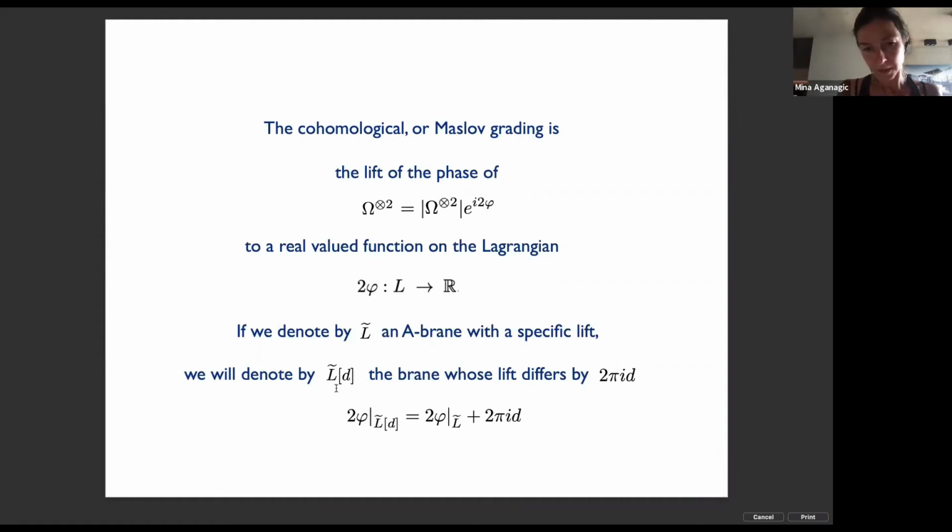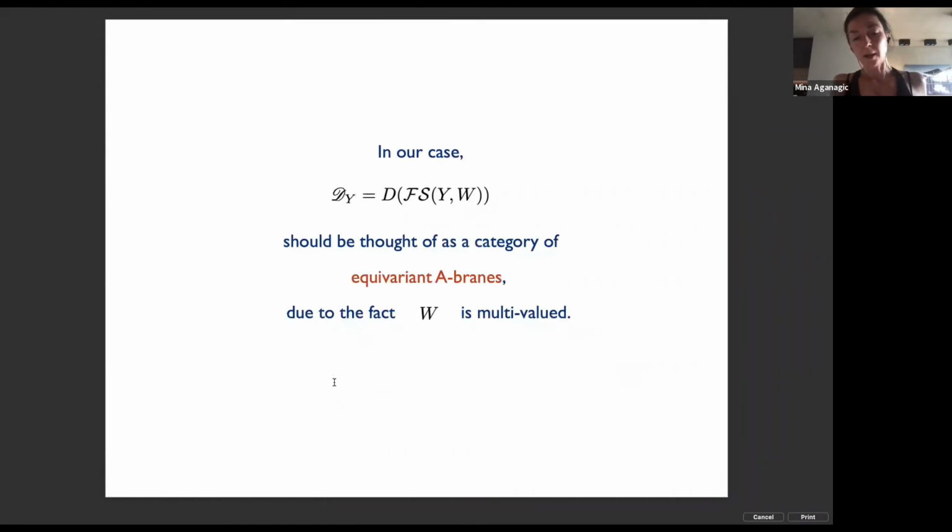So the brane obtained from a given choice of the lift by changing the lift by 2 pi i times an integer is the brane that differs from L by a cohomological degree shift. Now, in our case, this derived Fukaya-Seidel category should be thought of as a category of equivariant A-branes because of the fact that W is multivalued.